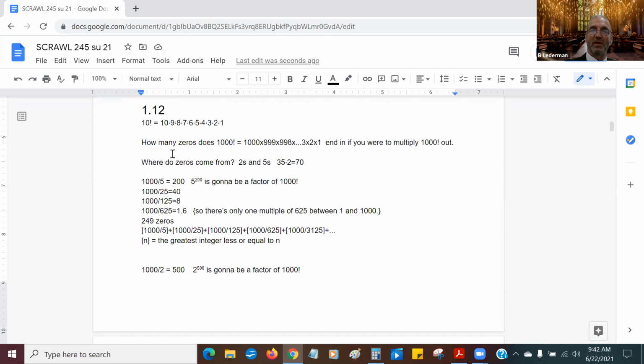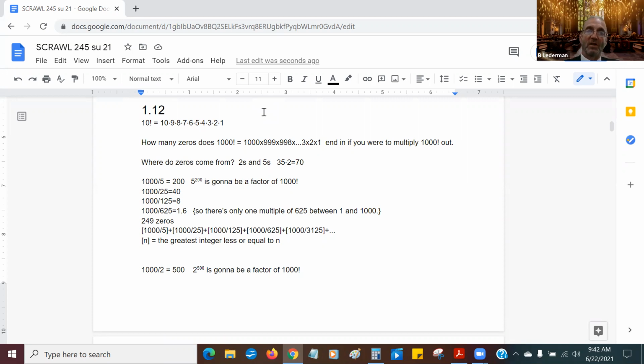So how many zeros will this end in? Obviously, it's going to end in a zero. At the very least, it's going to be 3 zeros here because you're multiplying it by 1,000. How many zeros total are there going to be? Well, we have to analyze, where do the zeros come from? Well, the zeros come from the 2s and the 5s. Every time I multiply a 2 and a 5, I get a 0.